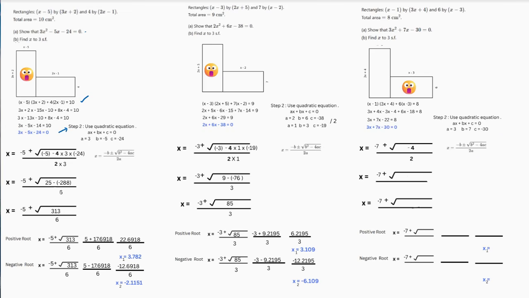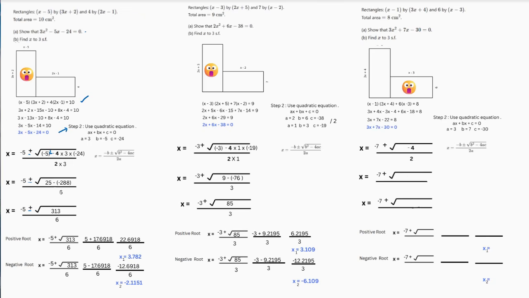So we have minus 5. Sorry, these need to be drawn in. So we have minus 5, and we have minus 5 squared, minus 4 times 3 times minus 24, over 2 times 3. So all we've done is we've plugged it all into our quadratic formula. Same as normal, put it into your calculator. Minus 5 squared is plus 25, because you can't have a negative squared, minus minus 288, divided by 6. And then plug it into your calculator and you will get the square root of 313, divided by 6.